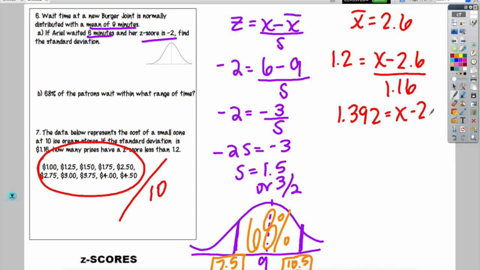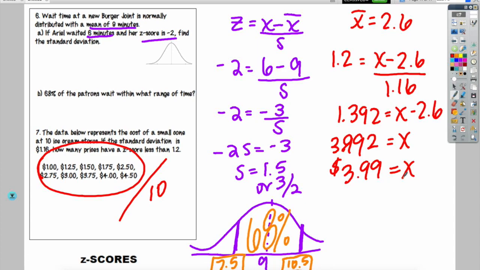1.392. How do I solve for x? So x equals 3.992, or in other words, $3.99 represents the x value that has a z-score of 1.2. So if you're looking for the prices of the different stores that have a z-score less than 1.2, you had to count how many were less than $3.99.